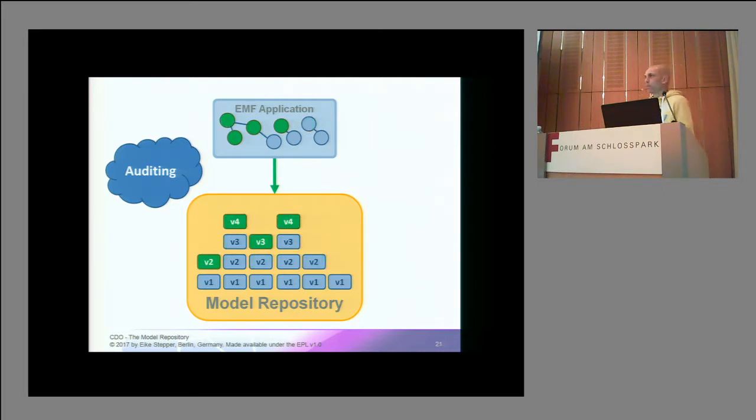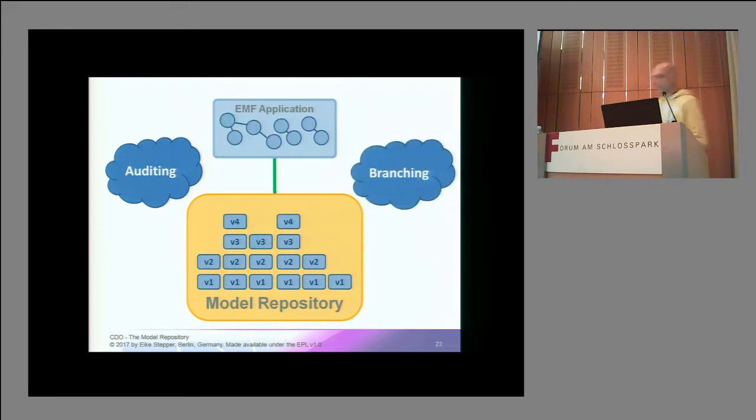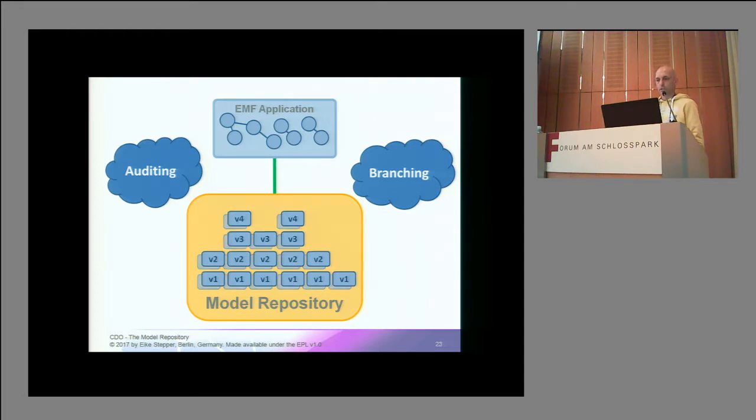And the third mode that the server offers is called branching. And you see the auditing mode added another dimension in the revision space in the server. And the branching mode adds a third dimension. So in each branch you keep the history and you can go back and forth in time.